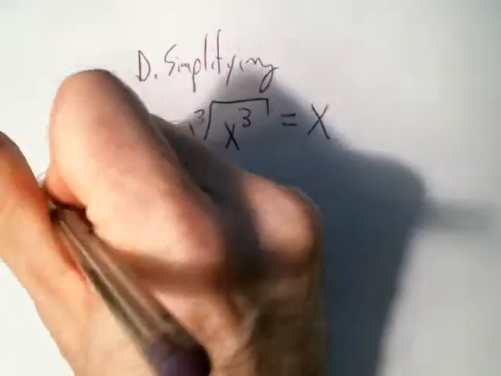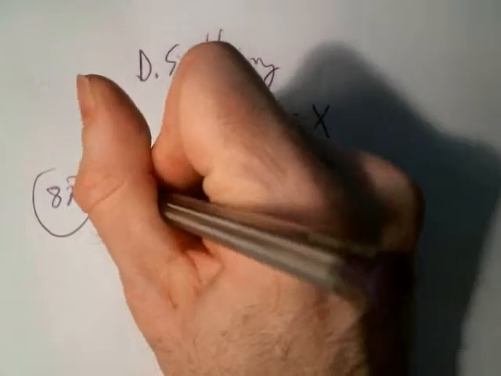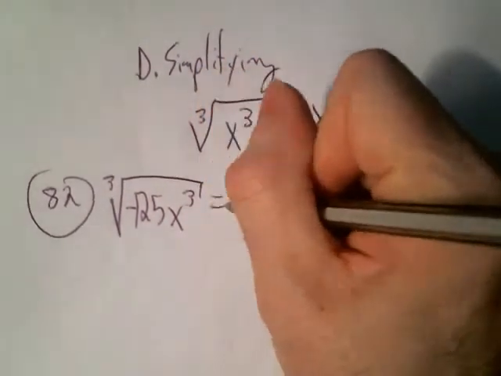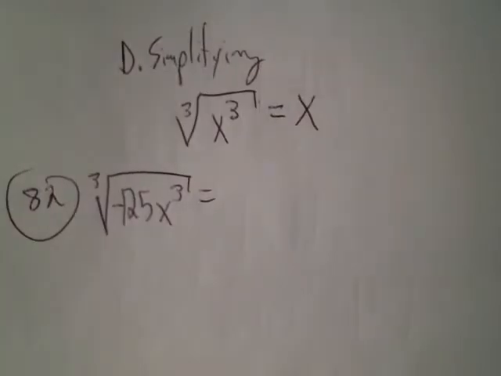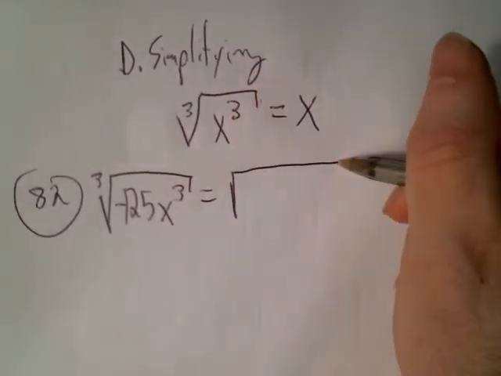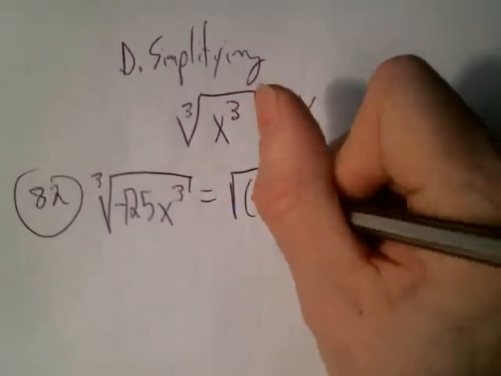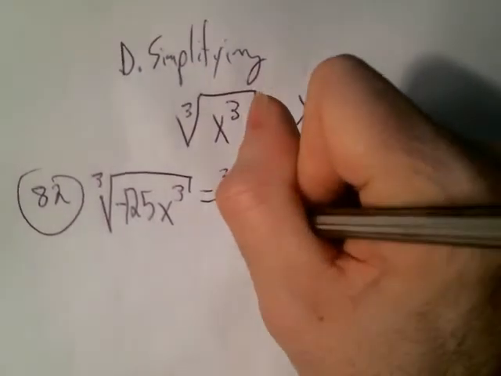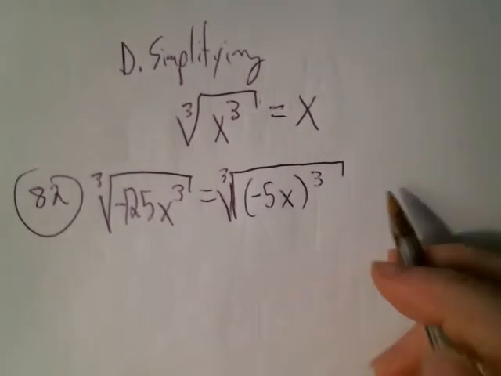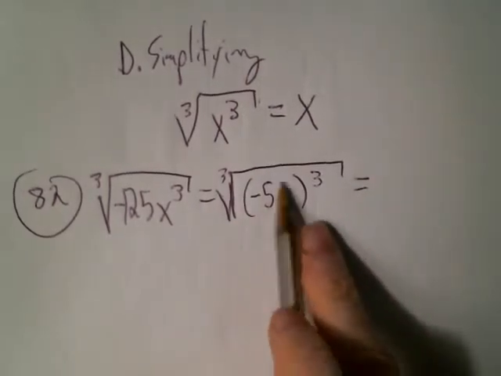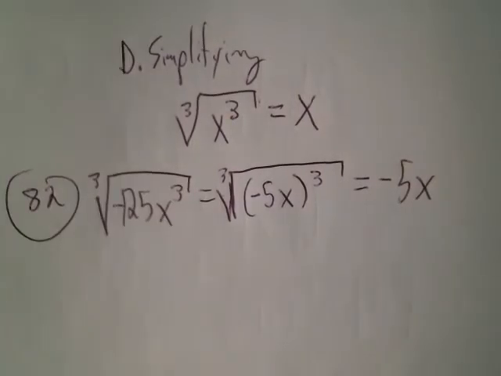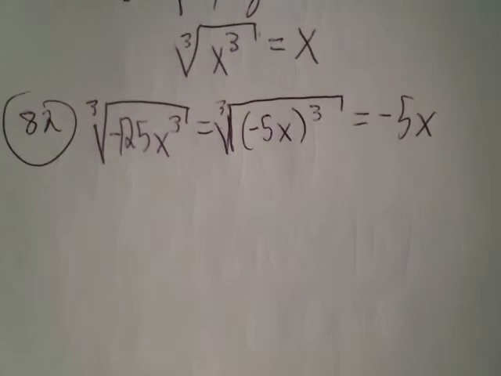So let's look at 82. We have the cube root of -125 x cubed. So if you want, you can rewrite this as -5x and then cubed. So I want the cube root of that. If you take the cube root of something cubed, you're just left with the something. Okay? You're just left sort of with the guts, and that's exactly what we get. You don't have to worry about the absolute values this time.